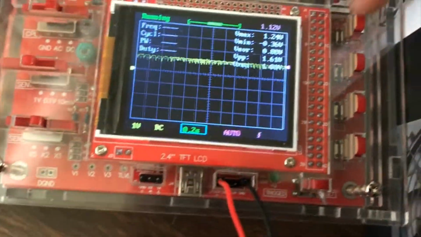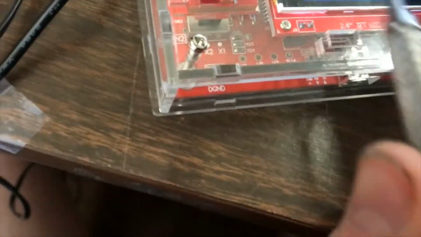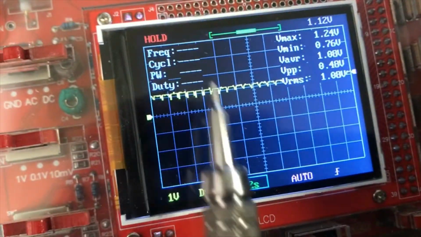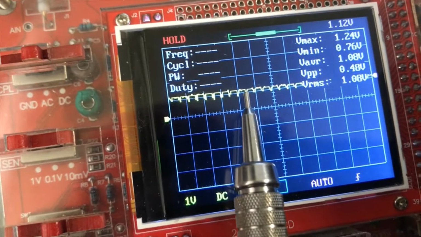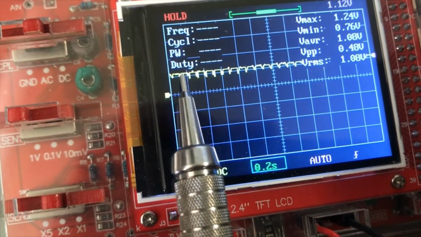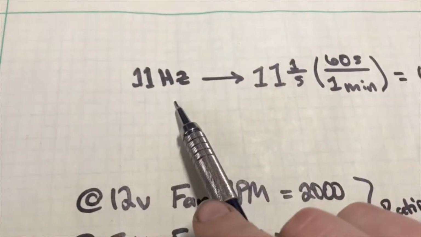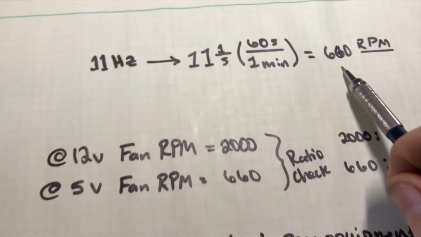Now I can pause our readings, and I can calculate frequency based on the number of peaks per second. So here I have 5 blocks, each 0.2 seconds, so I can count 1, 2, 3, 4, 5, 6, 7, 8, 9, 10, 11 peaks. That means we have an 11 Hertz signal. So my 11 Hertz signal gives me 660 RPM.